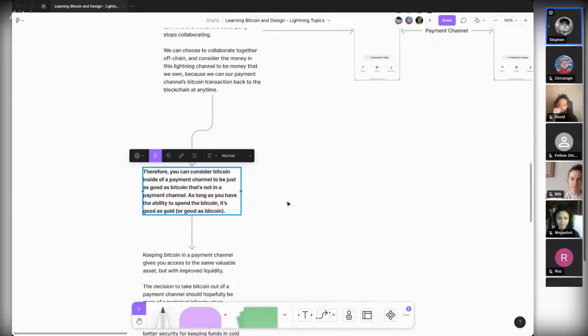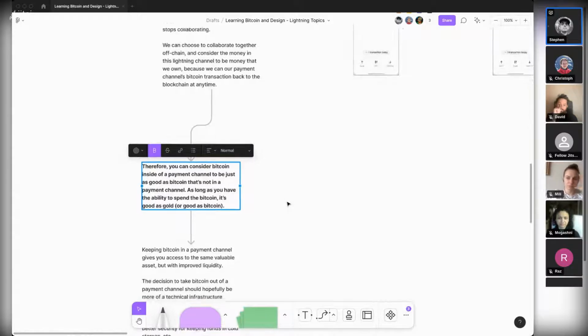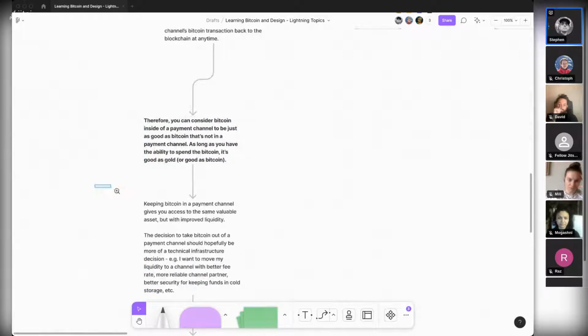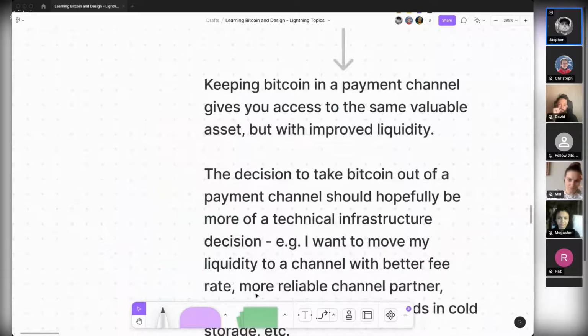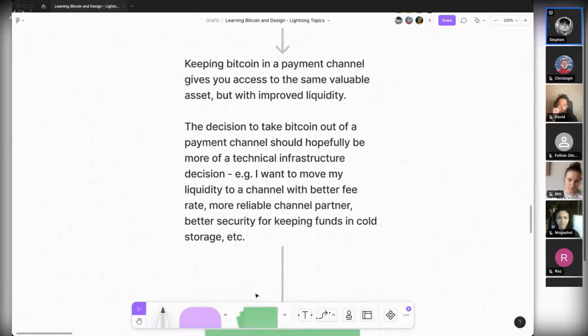As long as you have the ability to spend Bitcoin, it's basically as good as Bitcoin. It doesn't matter whether it's in a payment channel or not, as long as you have the ability to spend it. So if you think about it from that perspective, what's wrong with keeping Bitcoin in a payment channel? Because Bitcoin in a payment channel gives you access to the same valuable asset, Bitcoin, but it gives you improved liquidity. You can send it places quicker and faster and with lower fees.